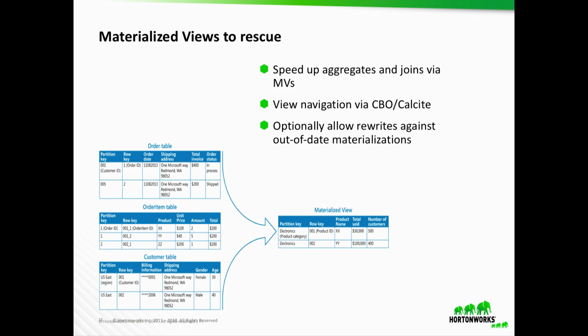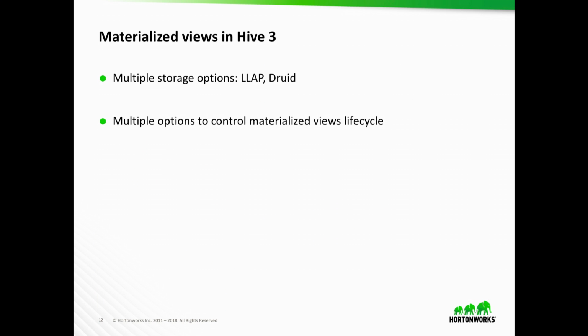We also allow rewrites against out-of-date materializations. What that means is that the system keeps track of what changes are going into the source table, and if it is out of date, depending on how you have configured it, it will decide not to use the view, or it can use the view and generate a compensating query from the new changes which are kept separate in the delta files and still answer the query, which may still be faster. So all of that is behind the scenes. Users need not worry about that. So that is all possible. Sorry.